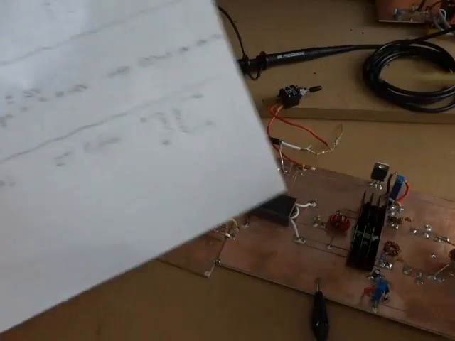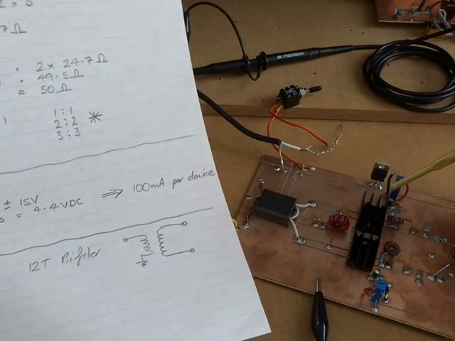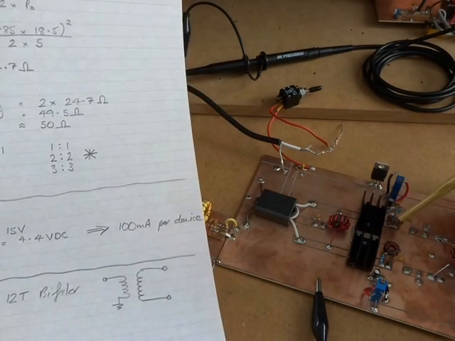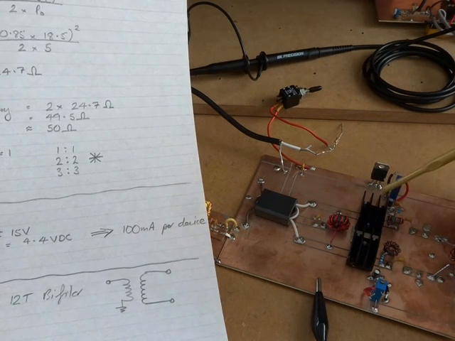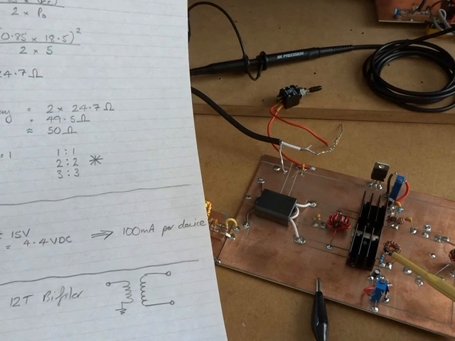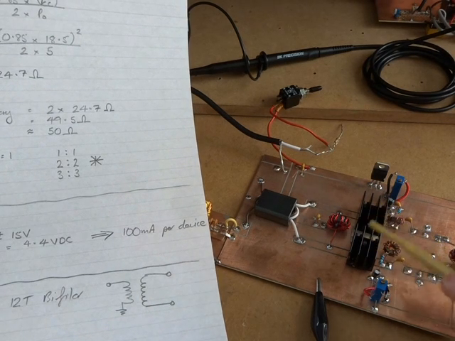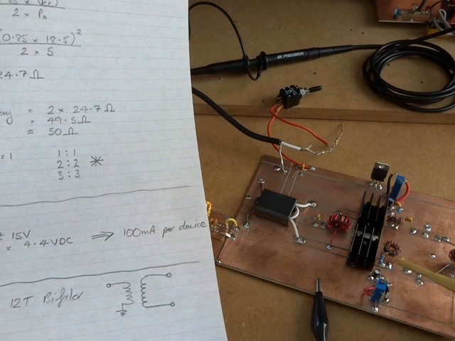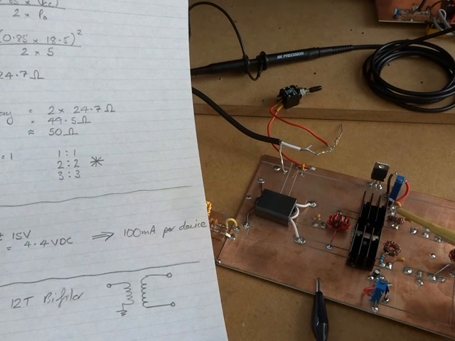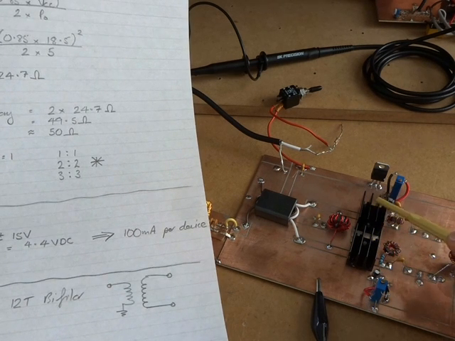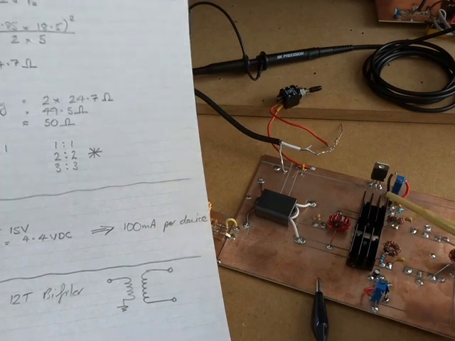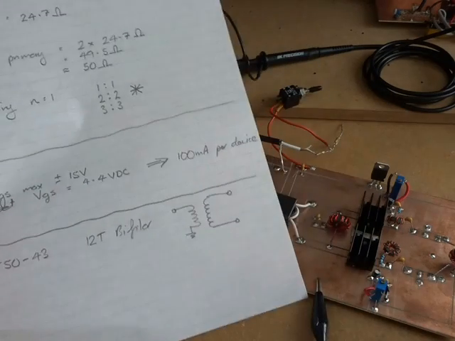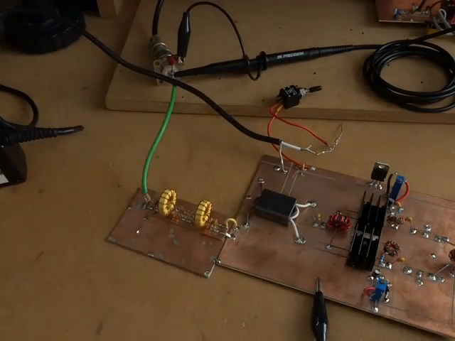From a biasing point of view, these two LDMOSs can have a maximum VGS, the voltage between the gate and the source, of plus or minus 15 volts. I elected to play around with the quiescent current through these two devices and settled on around 100 milliamps per device, which works out to a DC voltage of around 4.4 volts, pretty well halfway in the range where the device starts to conduct, between 4 and 5. And we mentioned T1 on the input as being a T50-43 with those 12 bifilar turns.